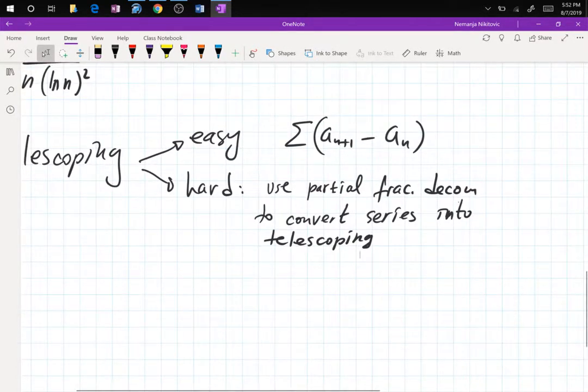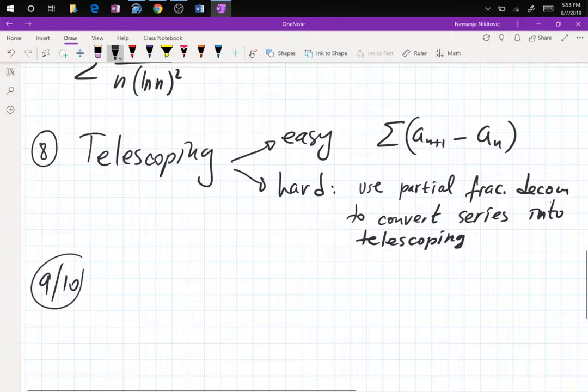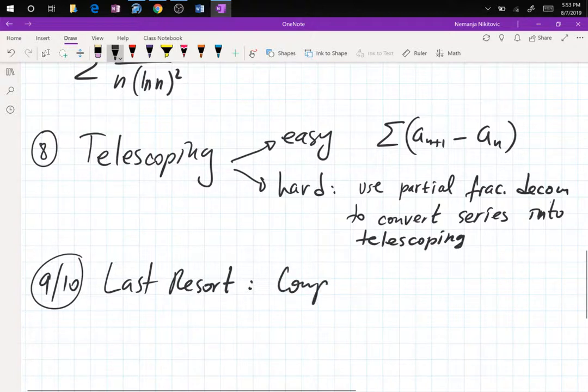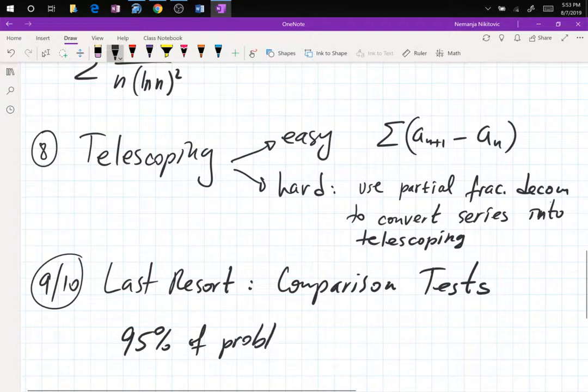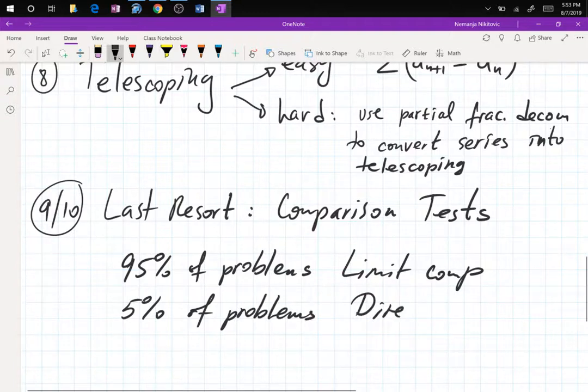And then finally, at the end over here, number 9 and 10, last resort. Comparison tests. Limit comparison: 95% of problems. Direct comparison: 5% of problems. Is this really 95 and 5? No, right? But I just had to put some number.